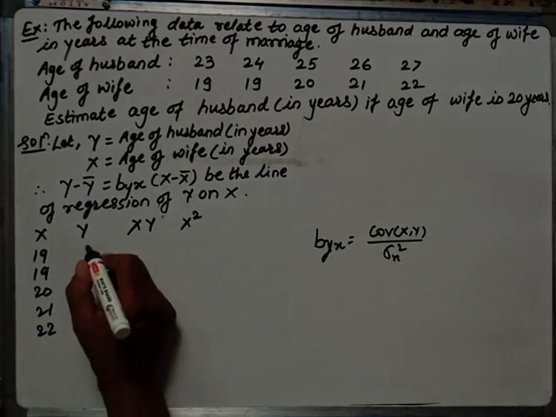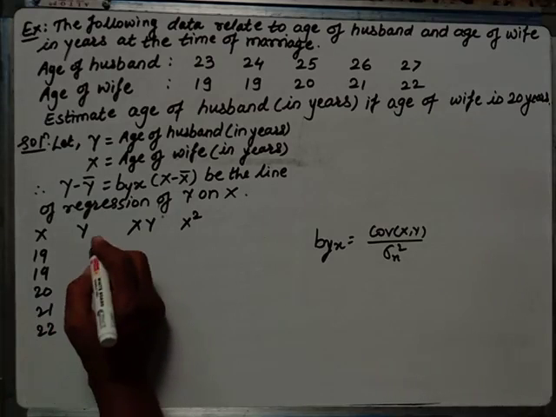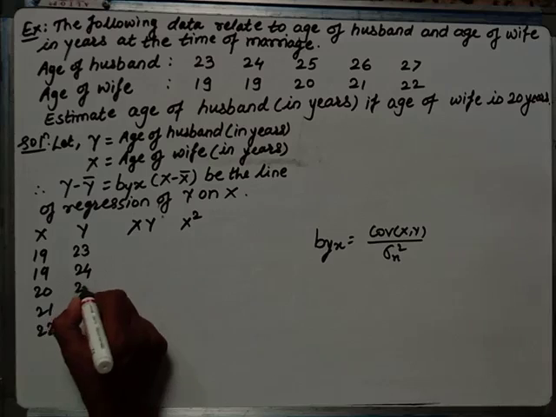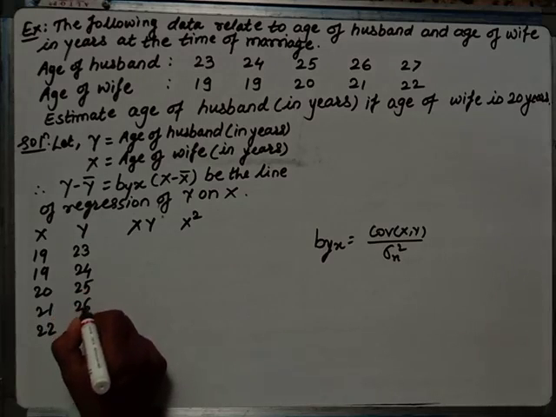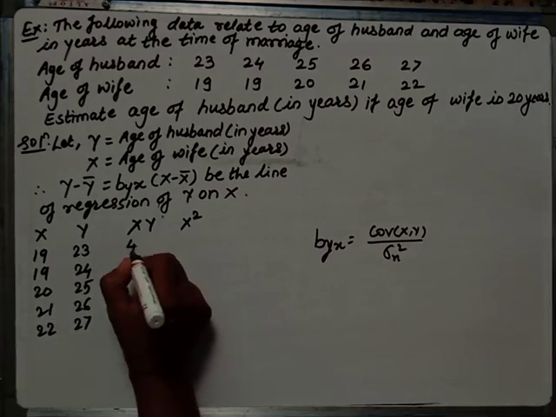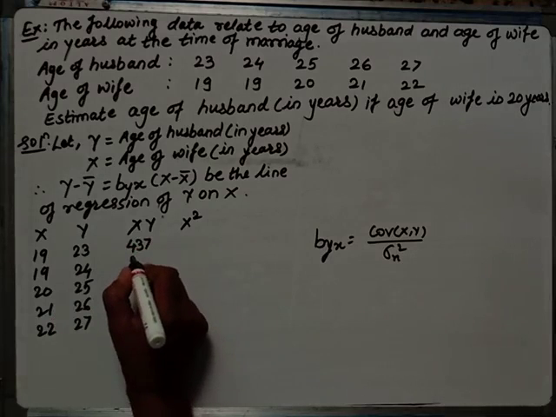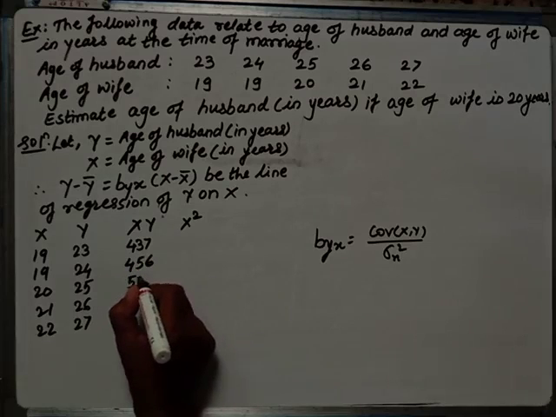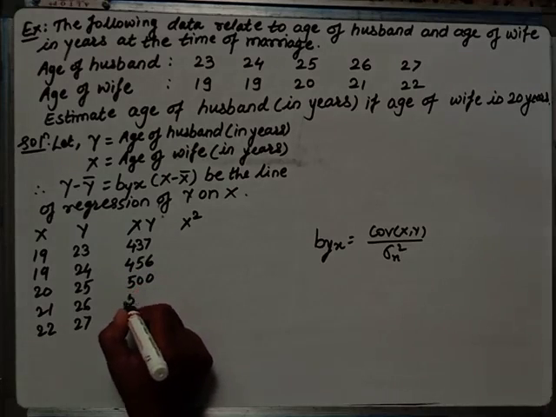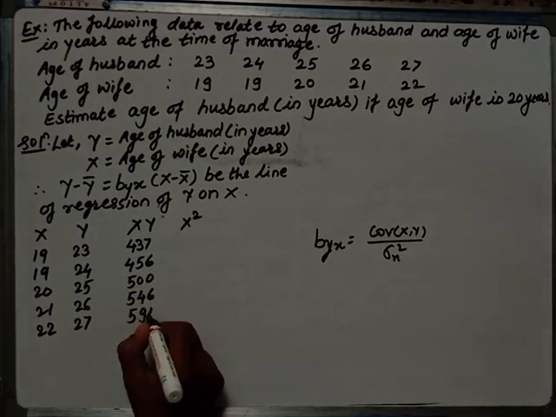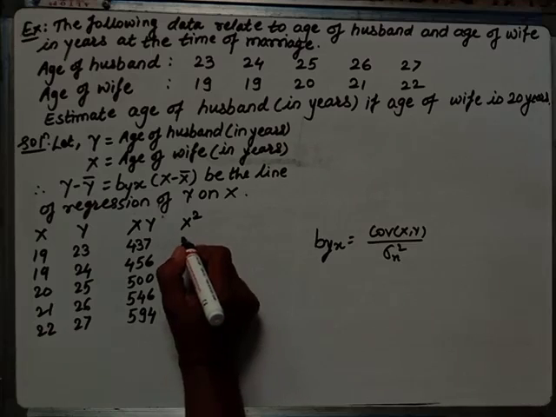Y is the age of the husband. So it will be 23, 24, 25, 26 and 27. Then the product of them: 437, 456, 500, 546 and 594. Now x square means 361, 361, 400, then again 441 and 484.